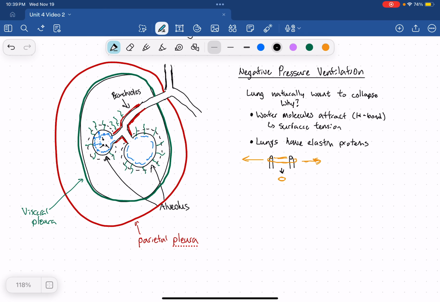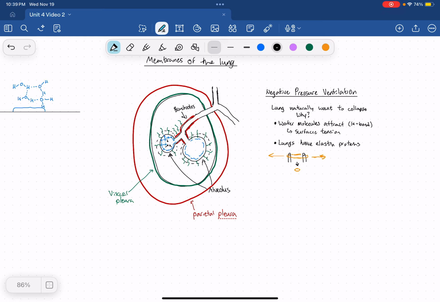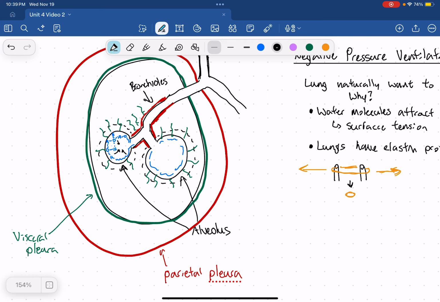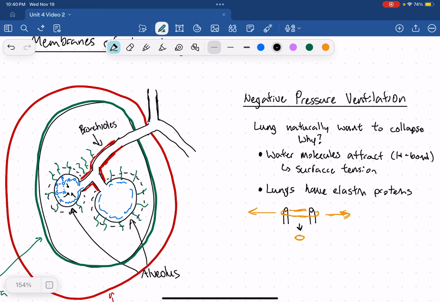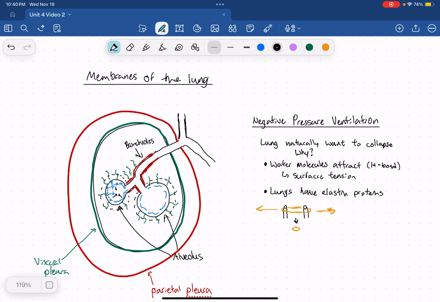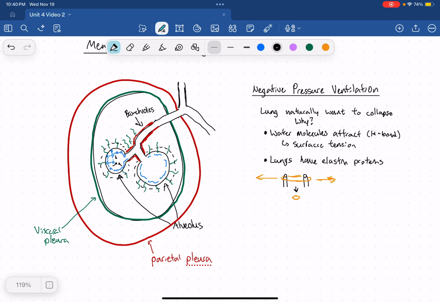And so elastin in the lungs has a similar effect. When the lungs are not being stretched, they want to be as tight and as small as they can be. So, let's continue our discussion here. So that's why the lungs want to naturally collapse. This is an important principle of negative pressure ventilation.